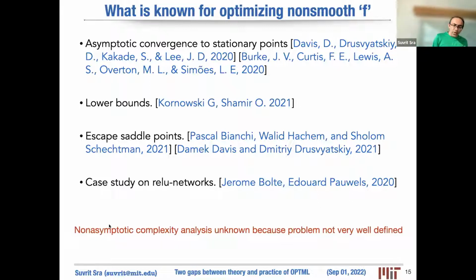But what is not known is, unlike that table that I showed you, which said to reach an epsilon optimal point, you need 1 by epsilon square calls to the oracle, or 1 by square root epsilon, something, or 1 by epsilon to the 4 calls to the oracle, such type of complexity analysis is unknown in the non-convex, non-smooth case, because the problem is not that well defined.